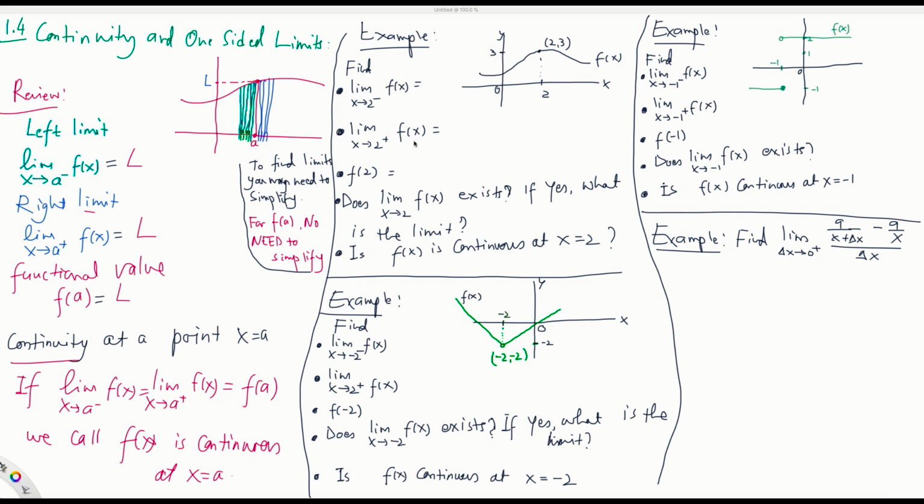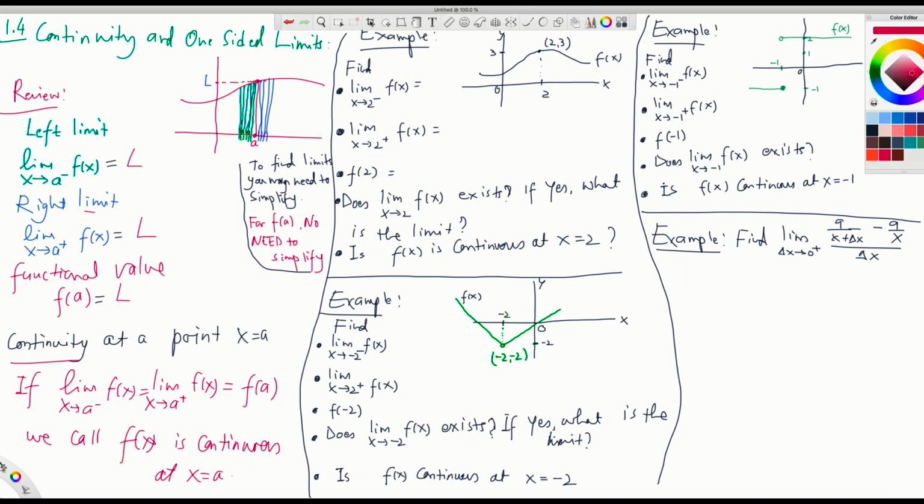Let us look at this example, okay? On this example, find limit x tends to 2 minus f(x). If you go to 2 from the left side, what is the height? It looks like the height is almost equal to 3, right? So it will be 3. How about limit x tends to 2 plus f(x)? If you go to 2 from the right side, okay, the height is almost equal to 3. This is also 3. And what is the functional value at 2? At 2, the height is actually 3.